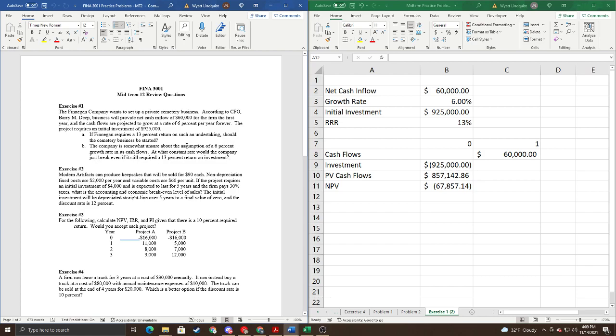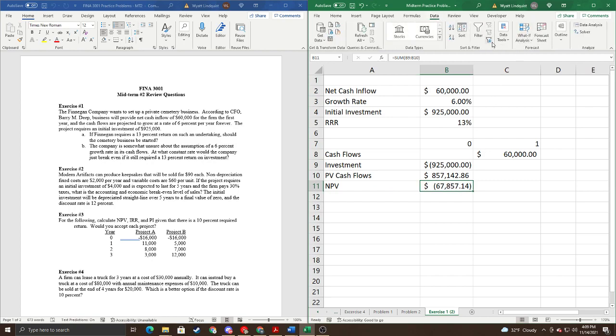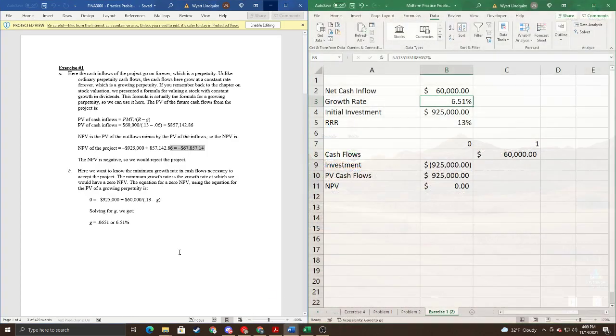But remember, there's still a part B, and that's that we need to figure out what will actually give us that 13% rate of return, what growth rate will give us that. So in order to do that, we're going to just do it the easy way, going to what if analysis, hitting goal seek. So we're going to set cell B10 to value of 0, and we're going to do that by changing cell B3, and it calculates it, and it's going to be 6.51%. And we'll check that, and we get 6.51%.